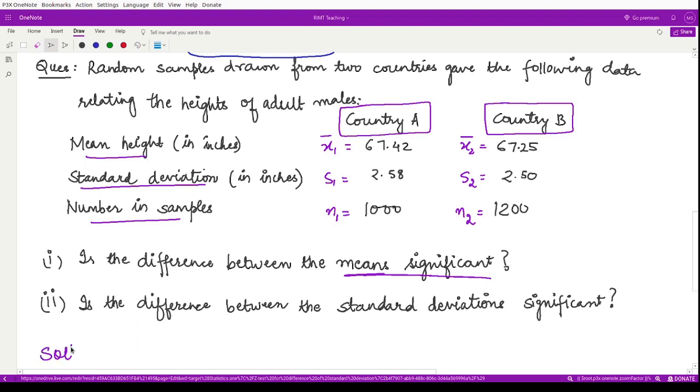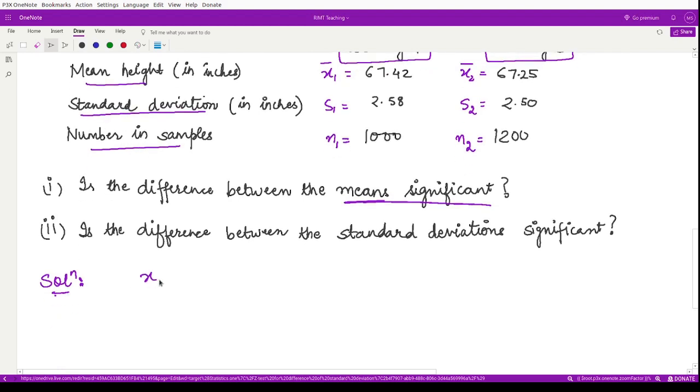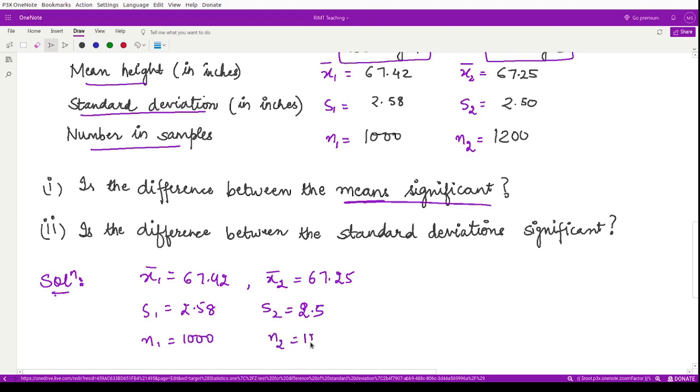The first part, we already know how to do that. We have seen this yesterday, right? So first of all, you should write the given data and formulate your hypothesis. S1 is given to be 2.58, S2 is given to be 2.5, N1 is given to be 1000, and N2 is given to be 1200.